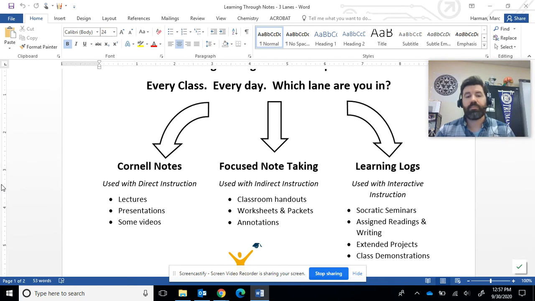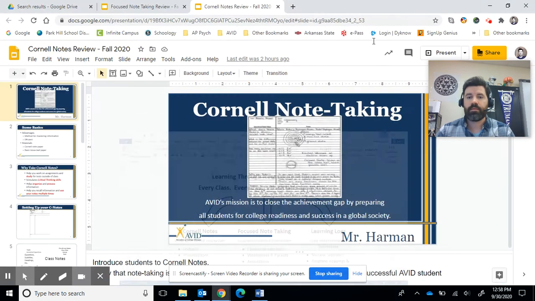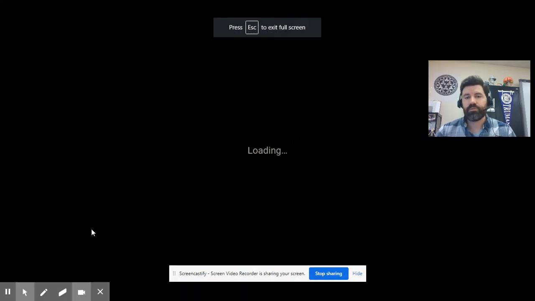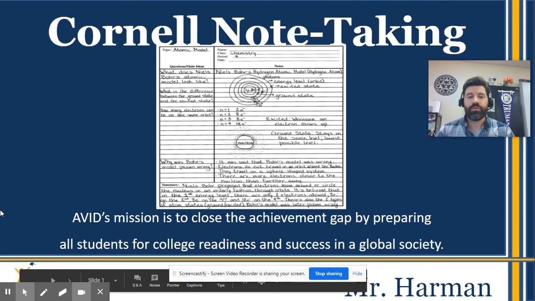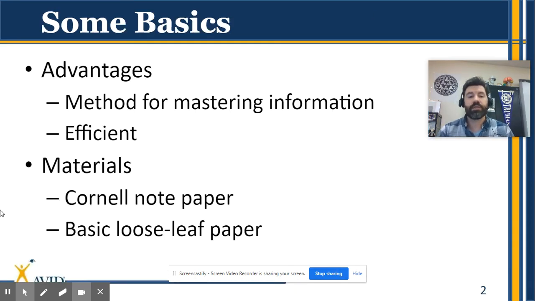We're going to start today by looking at Cornell notes and just doing a quick review. Again, this should be something that you're well familiar with at this point in your academic careers. As a side note, a copy of this three-lane document is in our Schoology page, so you can reference it at any time. So let's go ahead and run through just a little bit of review of Cornell notes and the important components of note-taking. So first of all, just some advantages of Cornell notes.